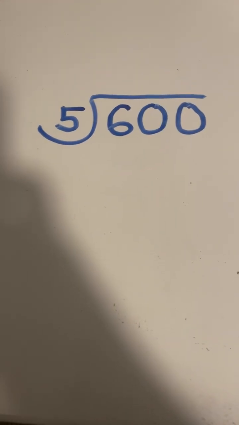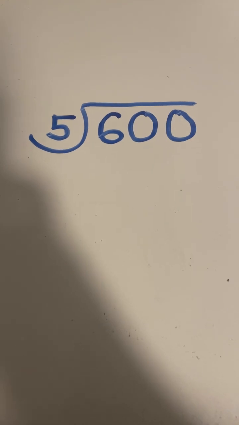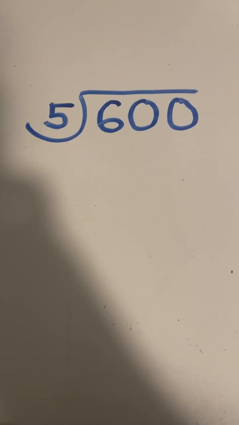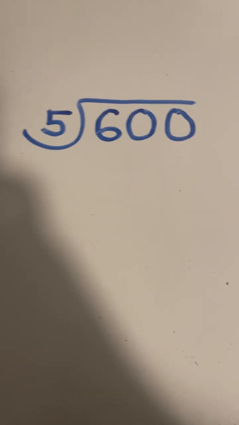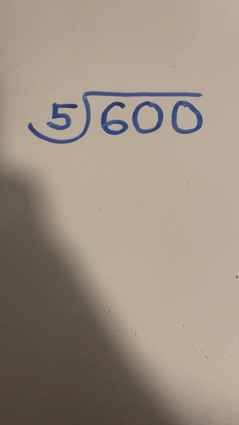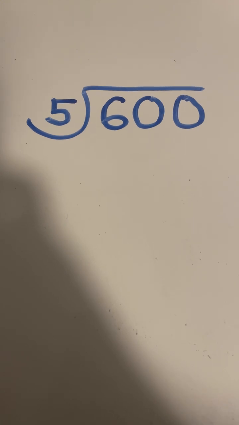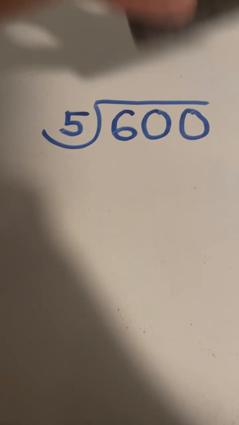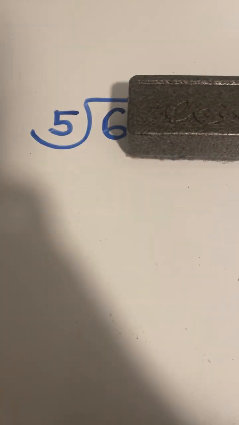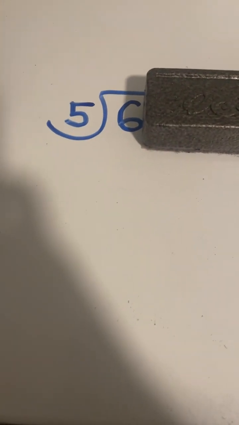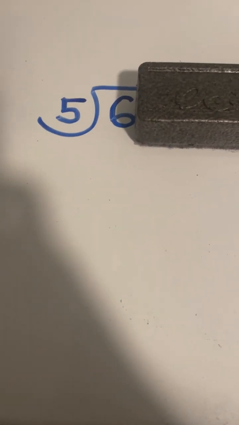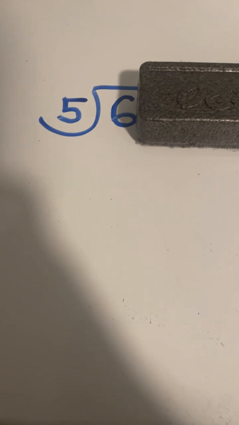600 divided by 5. And as I've said before, we want to divide by the smallest digit possible. If we can do one digit by one digit, we go for it. But the rule is that the digit inside the square has to be bigger than the digit outside of the square. So let me cover up the other two digits. 6 is bigger than 5, so we can do 6 divided by 5. There will be a remainder, but we are going to be able to fit at least one group in there.